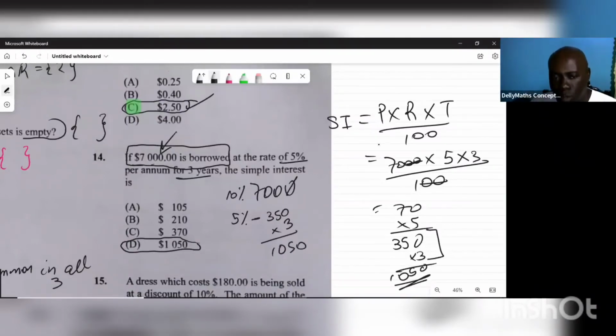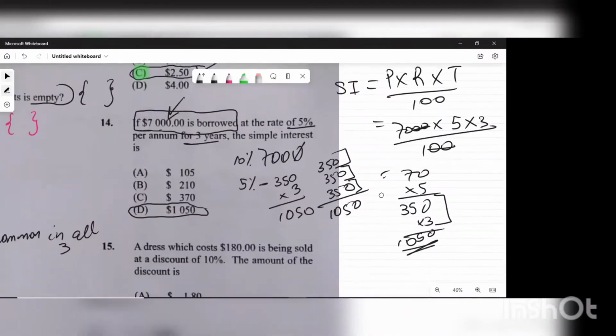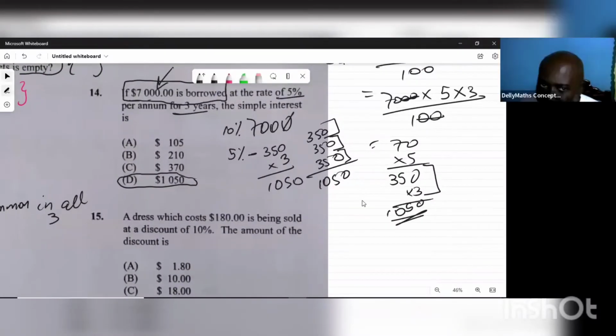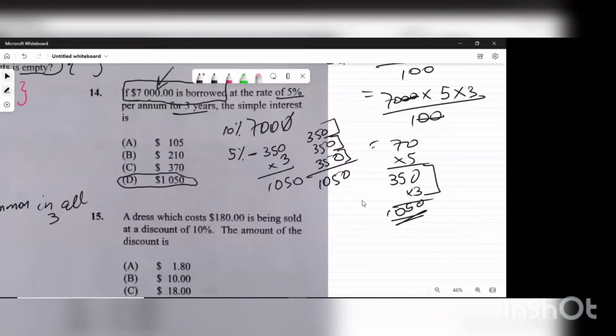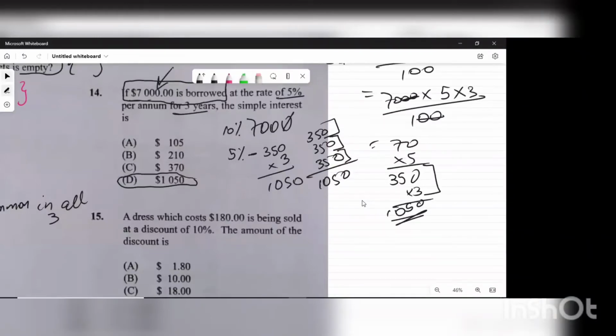I'm saying it's up to you how you navigate the paper. Another person could have said 350 plus 350 plus 350, and they still get 1,050. That is understanding that the simple interest is the same every year. Or you could have said, divide by 100, you cancel the 2 zeros, you say 5 and 3, 15. So you say 15 times 70, and you say 7 times 15, and then you add the 0 at the back. So as I said to you, there are various ways to navigate.